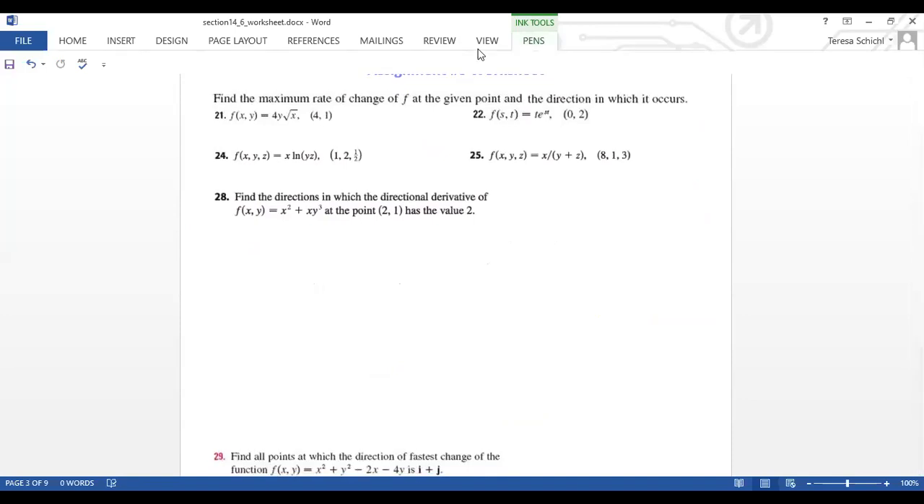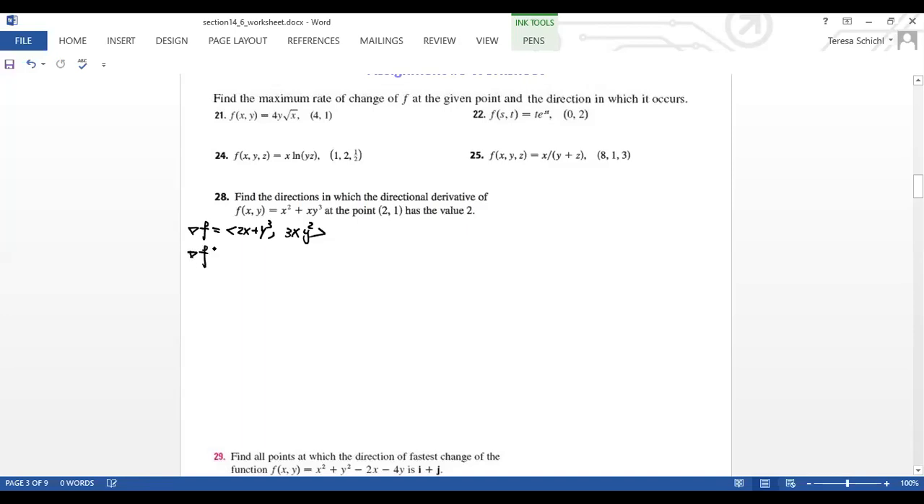All right, so now the next one I'm going to take a look at is problem number 28. This one also shows you something different. It says here, find the directional derivative at the point, and it has the value 2. So that means I'm going to find that vector here. Let's take a look at del f of x, y. The partial with respect to x is 2x plus y cubed, and the partial with respect to y is just 3xy squared, right? This is my gradient vector.